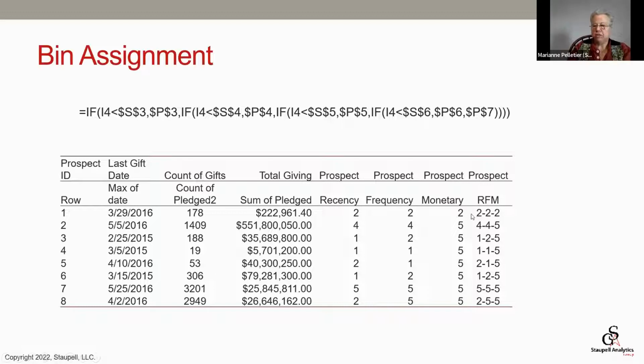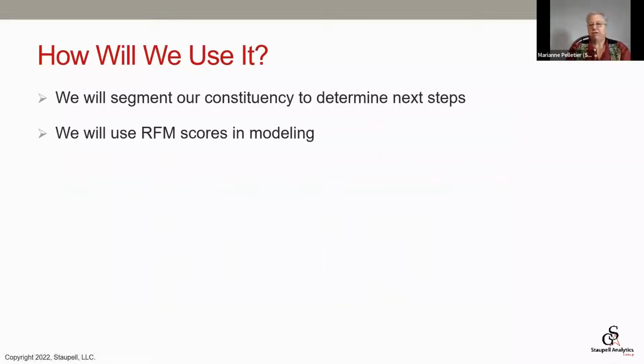There are some vendors that have RFMs that are in the hundreds, 300 and something, and I don't know how it works for them. My preference is always 5 bins. Okay.